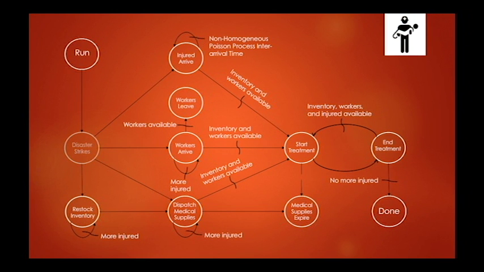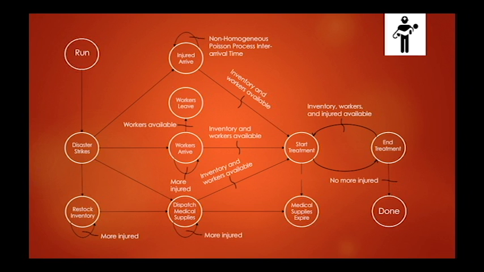Here's our verbal event graph. Our simulation begins when a disaster strikes. This triggers a few events to occur simultaneously. Injured citizens and workers arrive at on-site medical facilities, nearby medical hubs dispatch medicine to the disaster site, and companies involved in disaster relief dispatch medical supplies to the medical hubs.